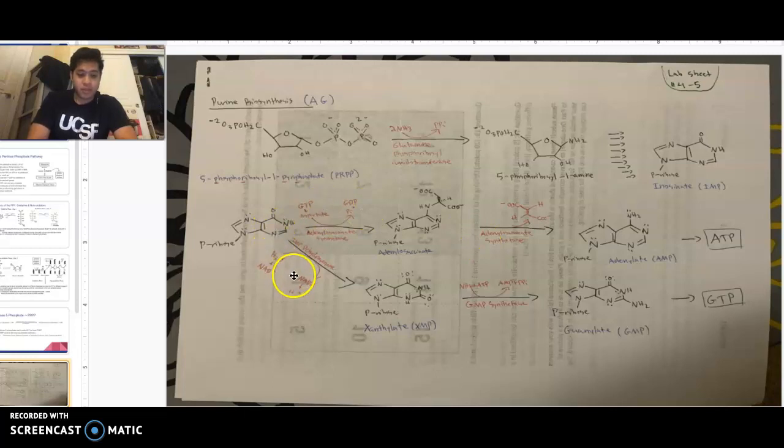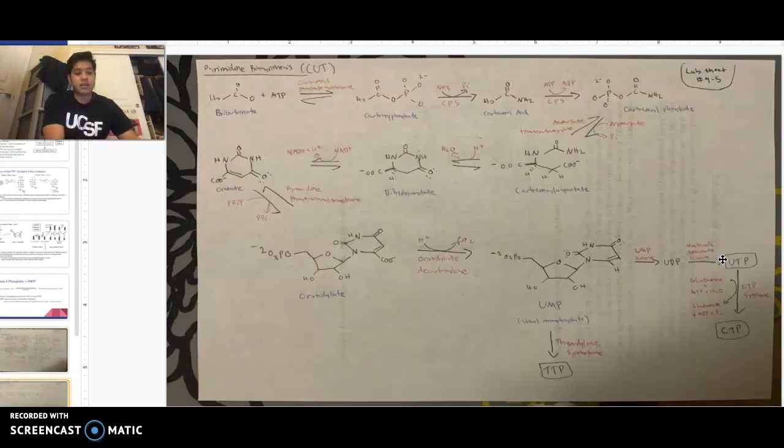If you want to form GTP, for example, you take your IMP, you react with IMP dehydrogenase, you form xanthylate, you react with GMP synthetase, and you will form guanylate, which will eventually form into GTP. If you want to form ATP, which is what we want to do in this case, take your IMP, you'll react it with adenylosuccinate synthetase, you'll form your adenylosuccinate, react again with fumarate and adenylosuccinate lyase, and you will form adenylate AMP, which will eventually form ATP.